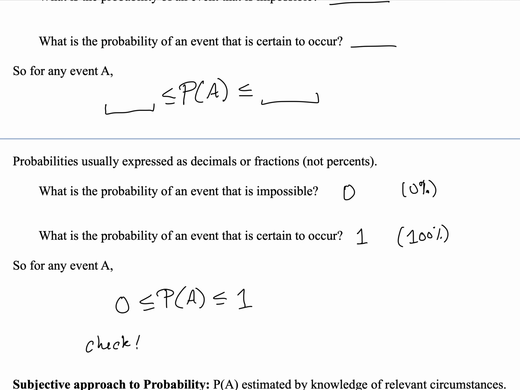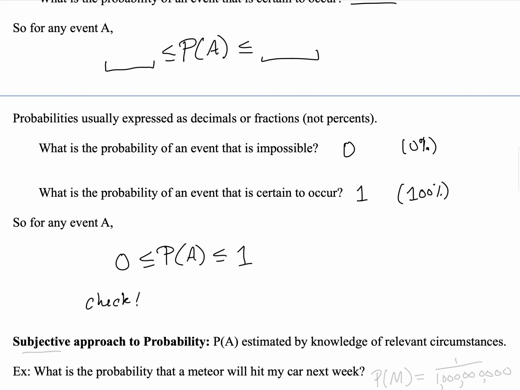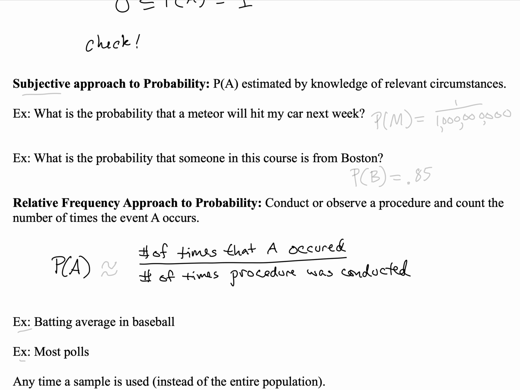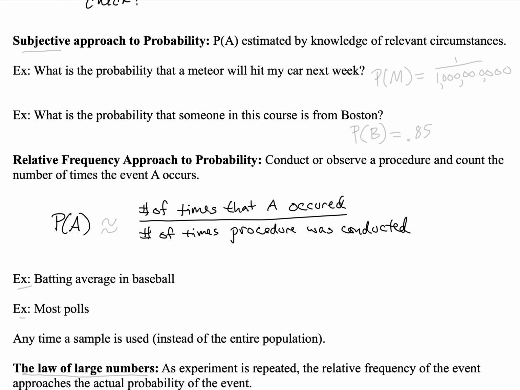So this is just something to keep in mind as you're doing probability problems. We'll primarily use the classical approach to probability in this course, but I wanted to talk briefly about 2 other approaches, the subjective approach to probability and the relative frequency approach to probability. So the subjective approach to probability is using knowledge of relevant circumstances to estimate the probability of A. So for example, you could say, what's the probability that I'll pass this course? And relevant knowledge you might use could be your past performance in other courses, how well you're digesting the material so far, and so on.